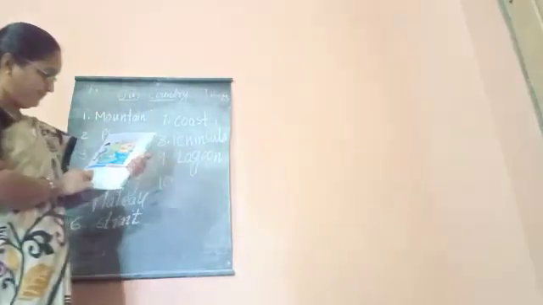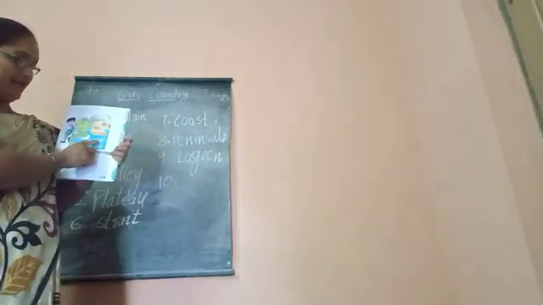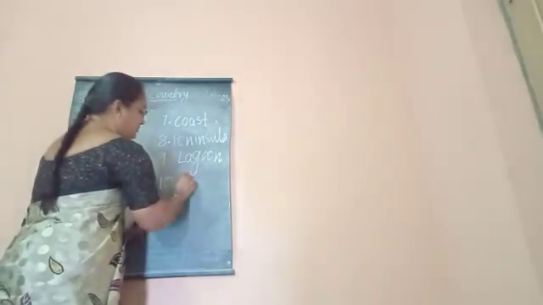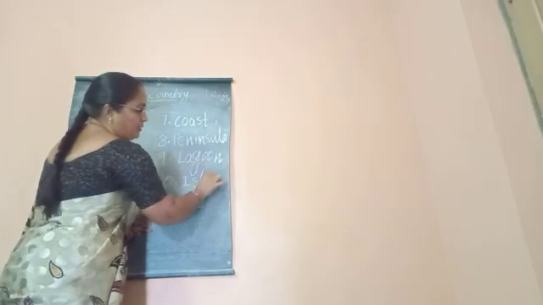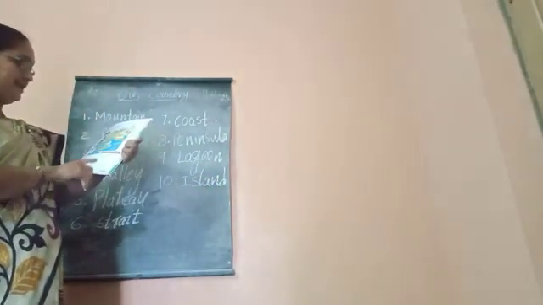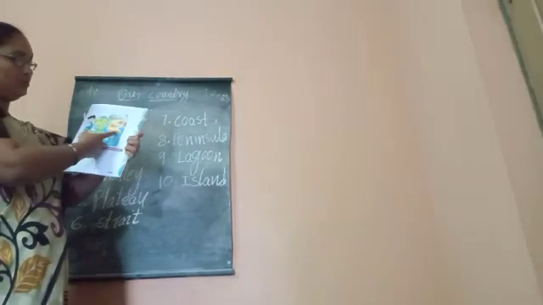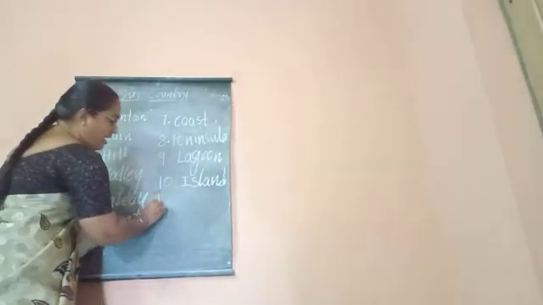Next, 10th one. It is a landmass that is surrounded by water on all sides. A landmass that is surrounded by water on all sides is called the island. Next, 11th one. Group of islands. Here, a group of islands is called the archipelago.